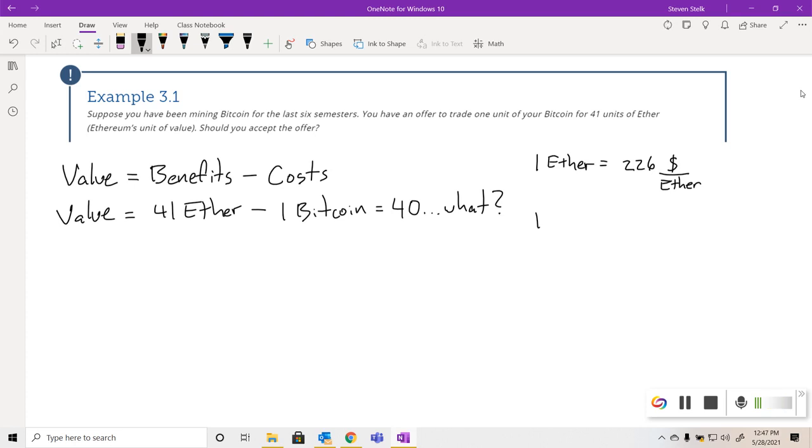Right? And then similarly, 1 unit of Bitcoin is currently trading for 9,080, and that is dollars per unit of Bitcoin. Okay, now these market prices of Ether and Bitcoin are actually conversion factors that we can use to change our units of Ether and units of Bitcoin into dollars. Let's start with Ether. So we've got 41 units of Ether.